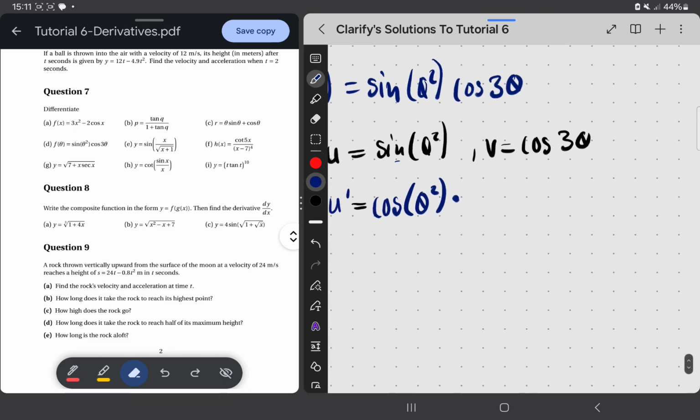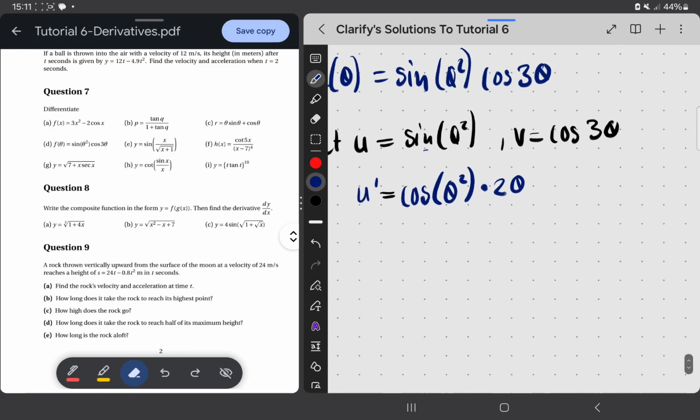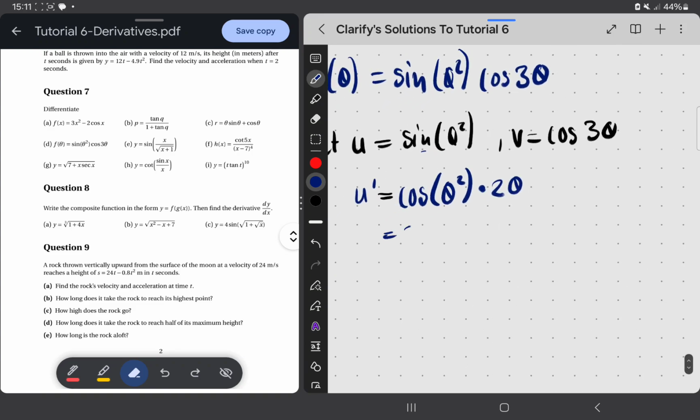Then you multiply by the derivative of the inside. So you do the derivative of outside times the derivative of inside. Derivative of outside without seeing the inside, then you multiply by the derivative of the inside. What's the derivative of the inside? It's the derivative of theta squared. You bring down the power, it becomes 2, you reduce it by 1, it's theta to the 1, which is just 2 theta. And this becomes 2 theta cos theta squared.